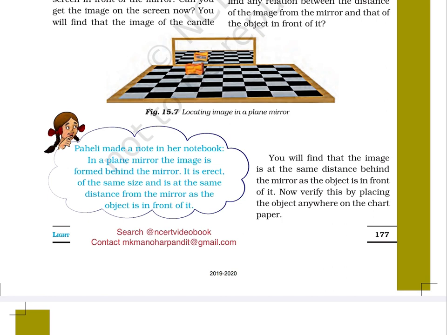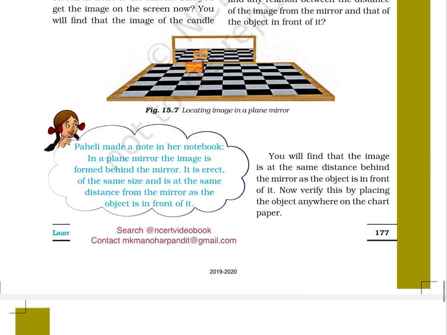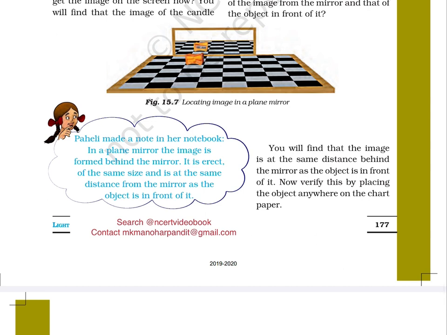There's a thought bubble given here. A picture of Paheli is next to it. Paheli made a note in her notebook. In a plane mirror, the image is formed behind the mirror. It is erect, of the same size, and is at the same distance from the mirror as the object is in front of it.